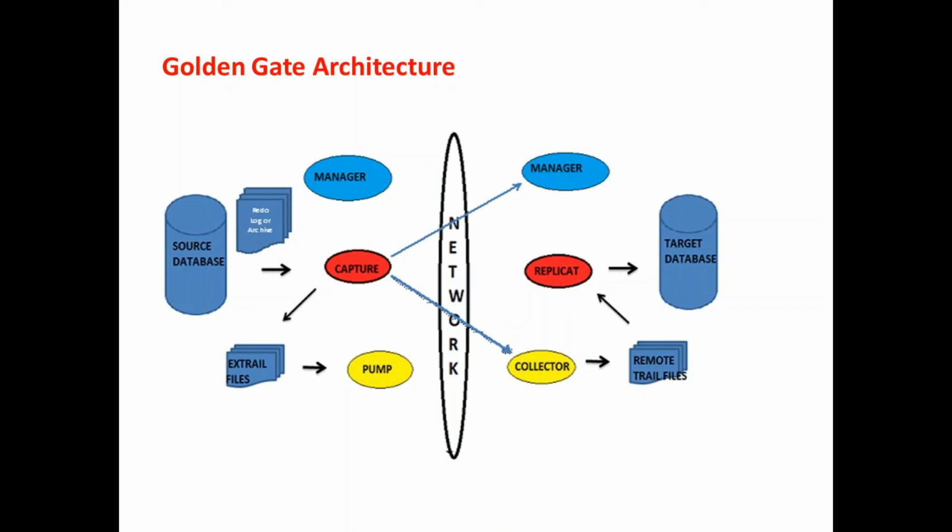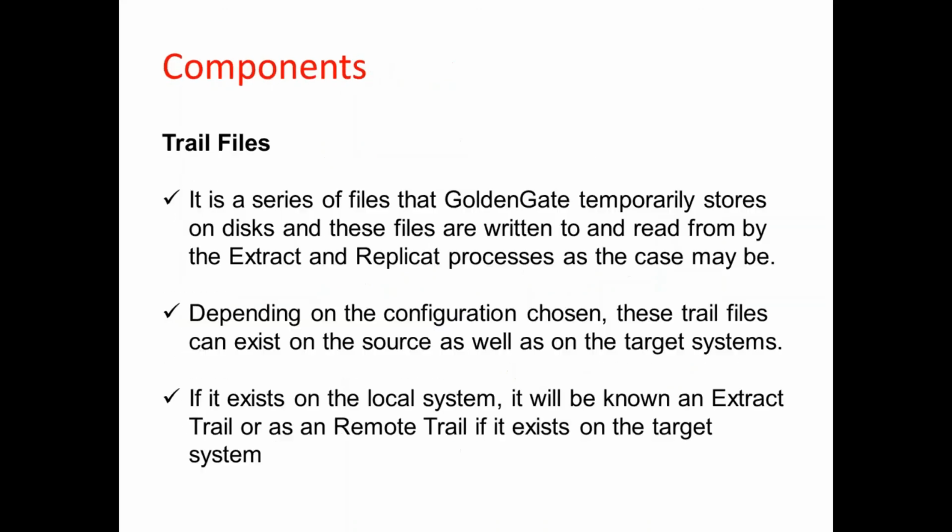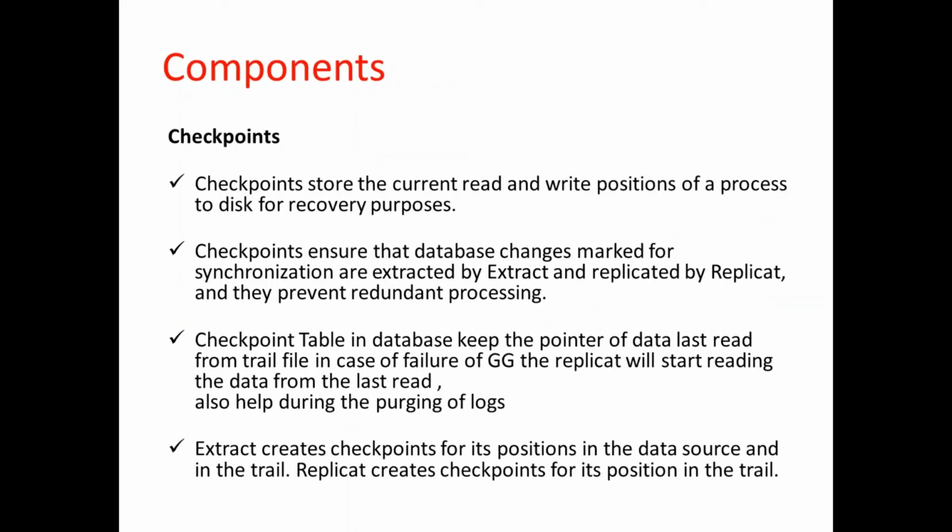These are physical files which are stored in the source and target, storing the read and write positions of the database, of the trail files, and so on. In the target as well, for the remote trail files, it records at which point it is reading and writing. It knows the location. So that is the checkpoint. It stores the current read and write position of the process. The checkpoint ensures database changes marked for synchronization are extracted, so everything is done consistently.